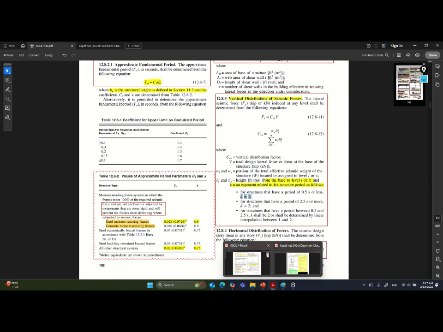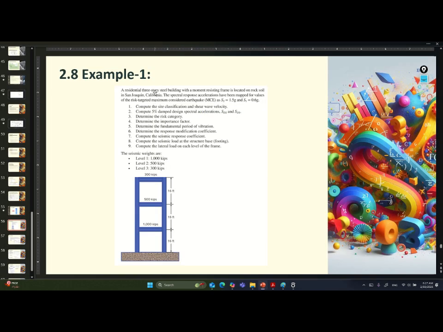So the first question is very informative and highly recommended to solve, because it will give you the confidence on how to use this chapter. It starts from chapter 11 to chapter 1 to determine the risk category and the importance factor, to chapter 20 to determine the site class, to chapter 12 to solve the problem. So it has a combination of chapters to solve this example. It is highly recommended to solve it by your hand.